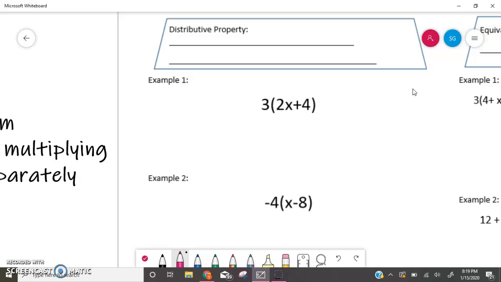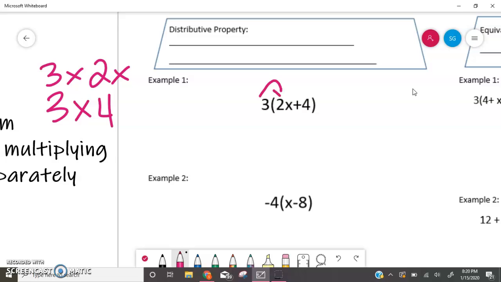Because sometimes some might see this and they want to try and add 2x plus 4 first. Well, we can't, because there aren't common like terms here. We can't combine them. And so then some might say, oh, well, then I have to do 3 times 2x, and then I need to do 3 times 4, which is correct. But instead of having to show that, all we need to do is show with arrows. I'm going to distribute this 3 by multiplying it with 2x. What do you think that would equal?